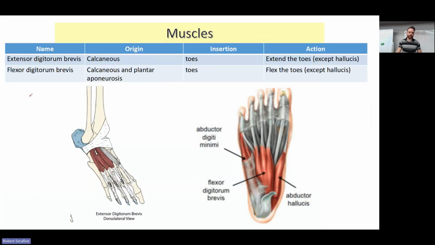So we do have some small, shorter extensor and flexor muscles, extensor digitorum brevis and flexor digitorum brevis. In this case, they're on the top of the foot or on the bottom of the foot to help continue to flex and extend the toes.